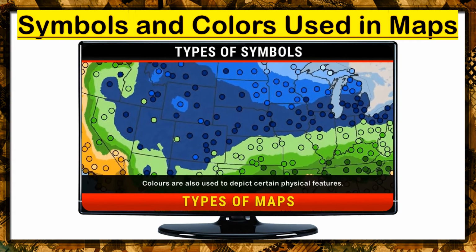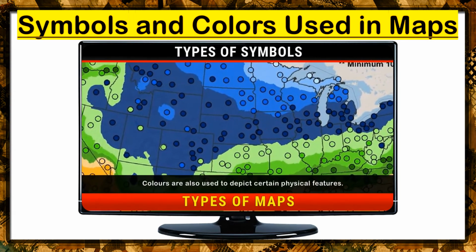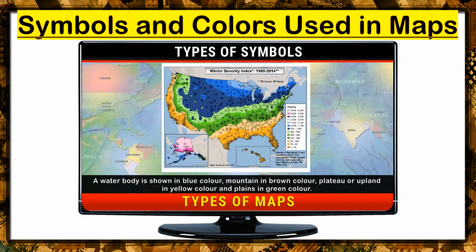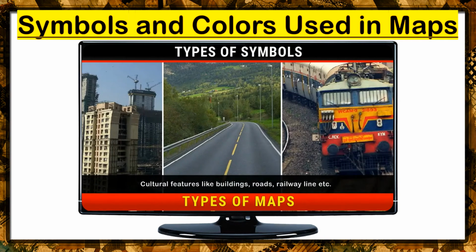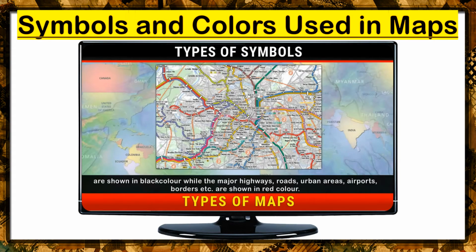Colors are also used to depict certain physical features. A water body is shown in blue color, mountain in brown color, plateau or upland in yellow color, and plains in green color. Cultural features like buildings, roads, railway line, etc. are shown in black color, while the major highways, roads, urban areas, airports, borders, etc. are shown in red color.